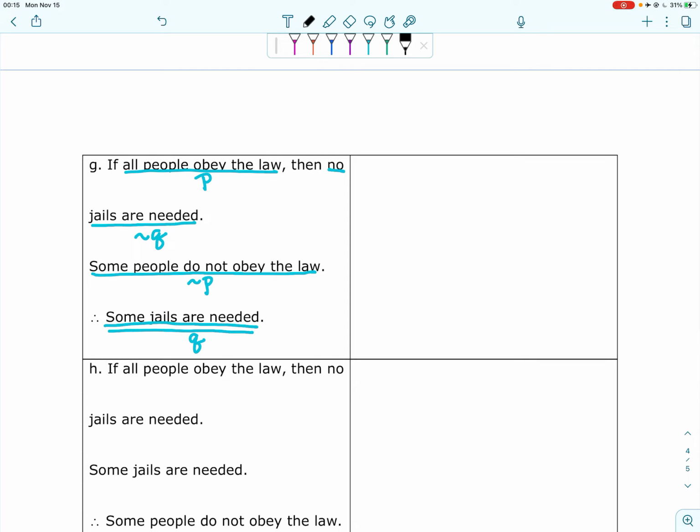So again, I have an if then. I have P, then not Q. Not P, therefore Q. Okay, here we go. Let's try that line one more time.